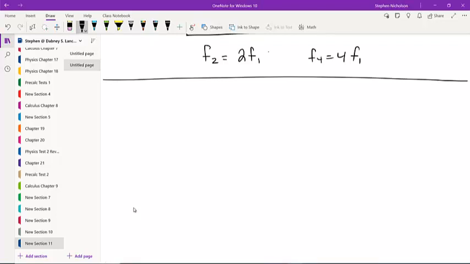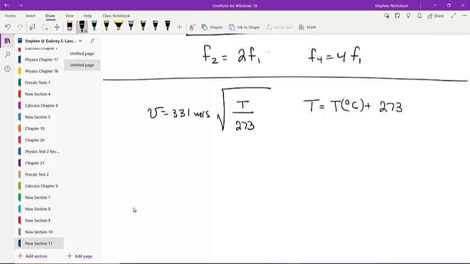Then we have 14. So what do we have? Well, we have the speed of sound is equal to 331 meters per second times the square root of the absolute temperature divided by 273, where T is the temperature in degrees C plus 273. So if I give you the temperature in Celsius, you have to convert it to Kelvin by adding 273. Okay, so in the problems for sound, you're either given the speed or you have to calculate the speed from the temperature.